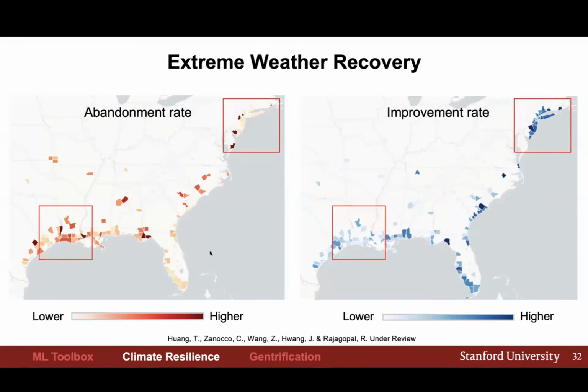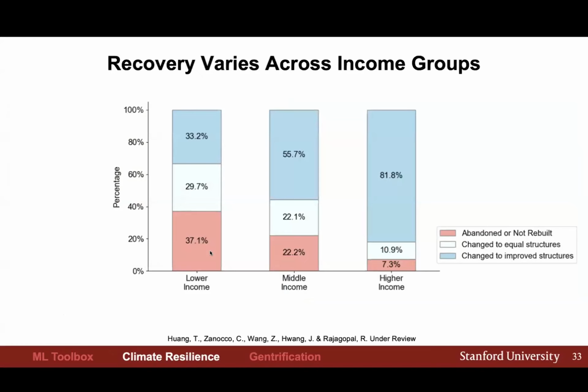So we try to see what the drivers of these disparities are. We look at incomes, and we see pretty significant disparities among income groups. Using the census income data, we break the neighborhoods into three income buckets: lower income, middle income, and higher income.